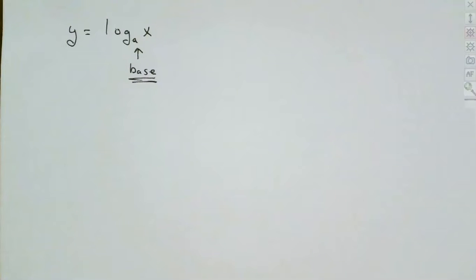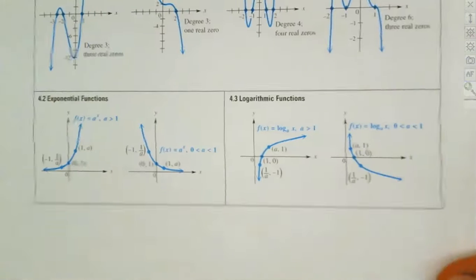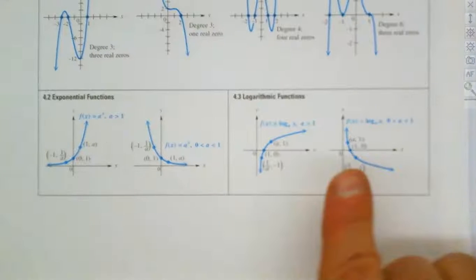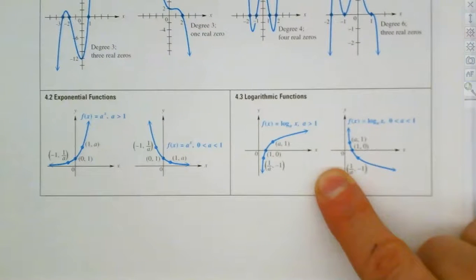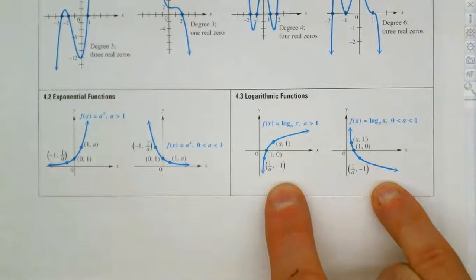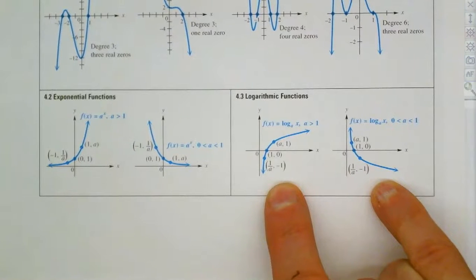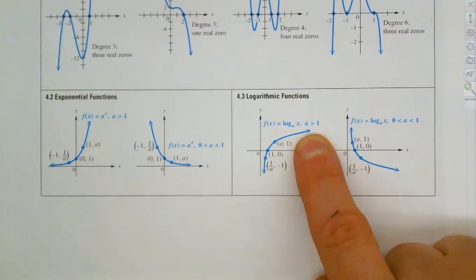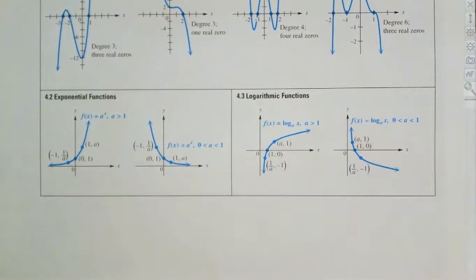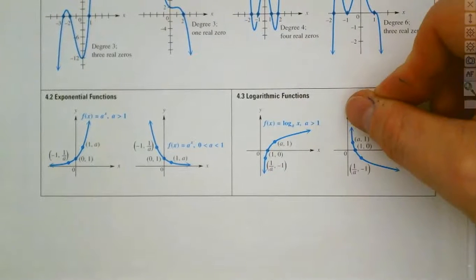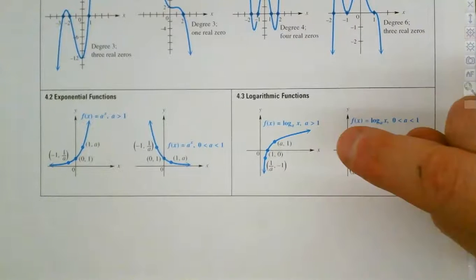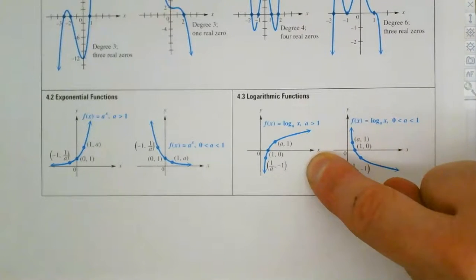When we go to graph these, we have to look at the base just like we did with the exponentials. So this is our exponential function graphs. This is going to be our logarithm graphs. Now, why is there two different ones? Because we've got two different ones based upon the value of a, based upon the base. If your base is bigger than 1, your graph looks like this. If your base is less than 1, your graph looks like that. So if it's a fractional base, it looks like this one. Whole number bases bigger than 1 look like this.